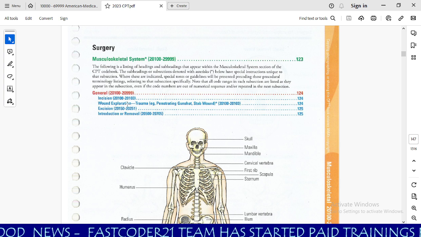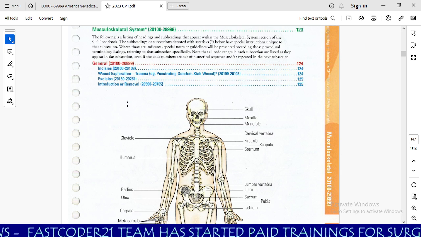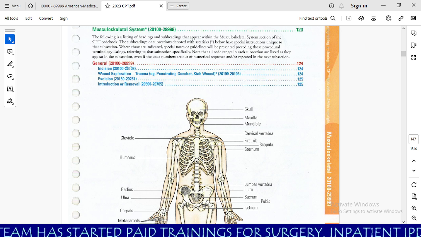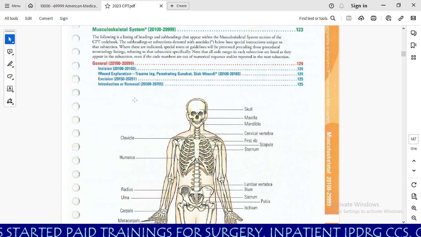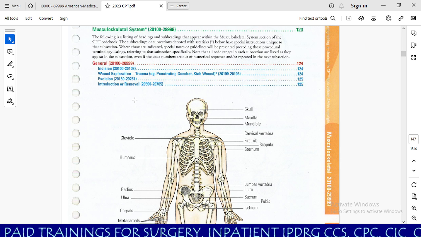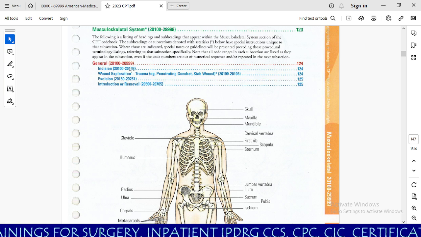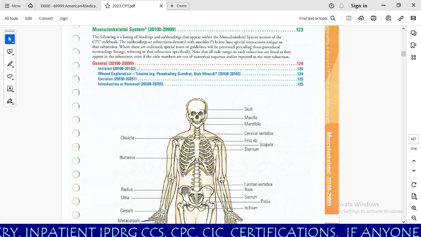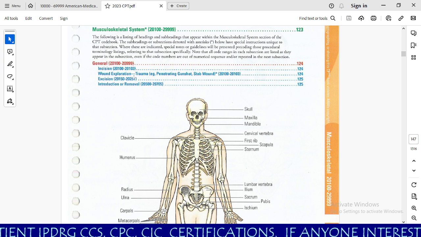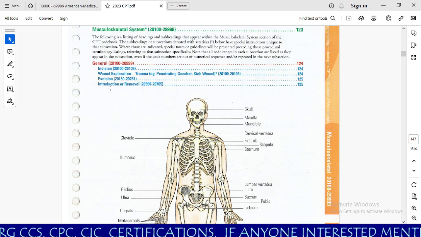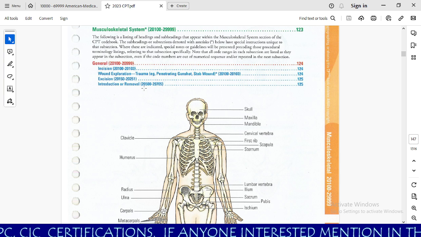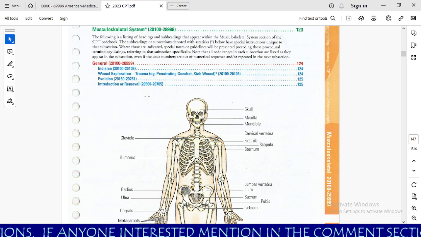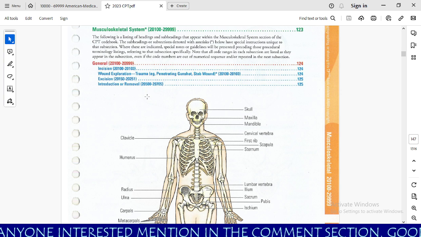So basically we have multiple procedures in the orthopedic system. Here, if you see, general is 20100 to 20999. These are general procedures. General procedures means these procedures can be performed on all the body parts, so that's why they have mentioned it as general procedures. First we have incision, 20100 to 20103, and we have wound exploration, and next we have excision, and next introduction or removal. You don't need to worry, because after completing this anatomy section or these guidelines, we will learn code by code.